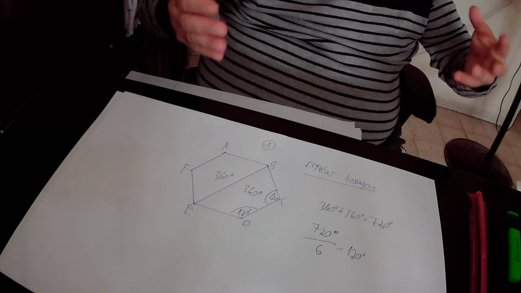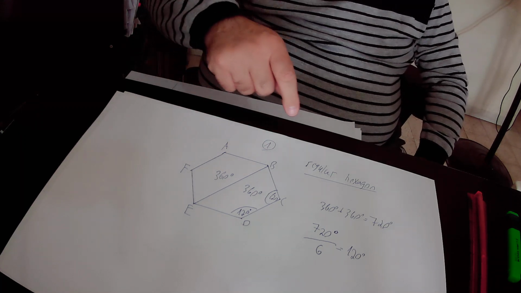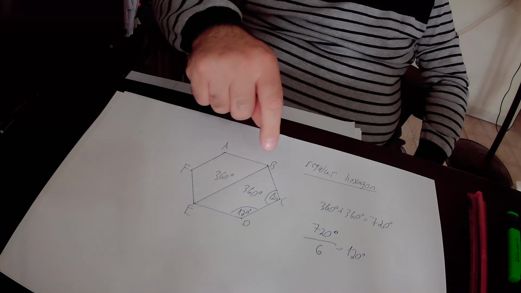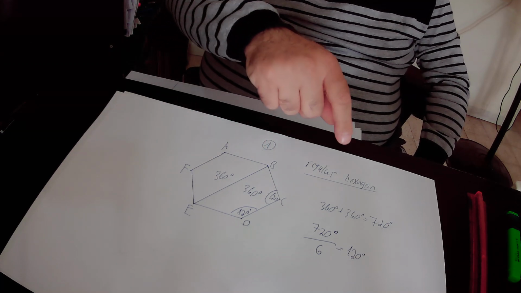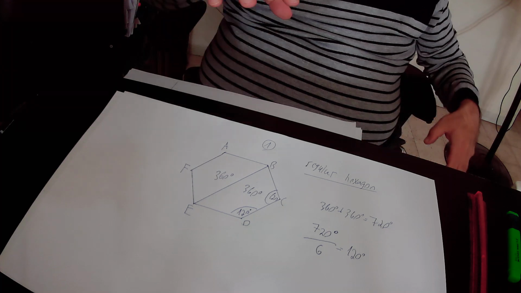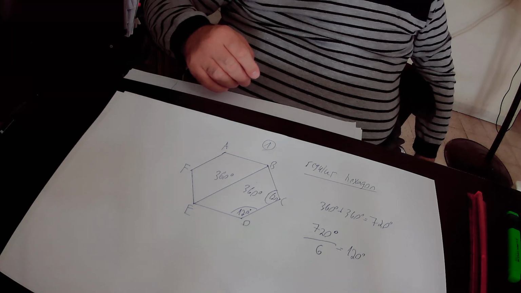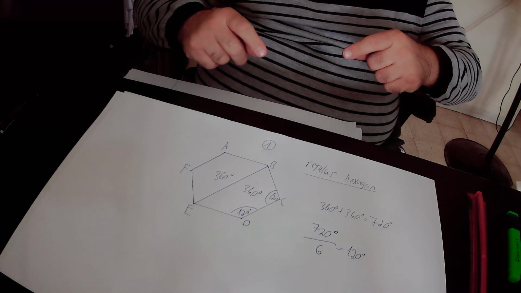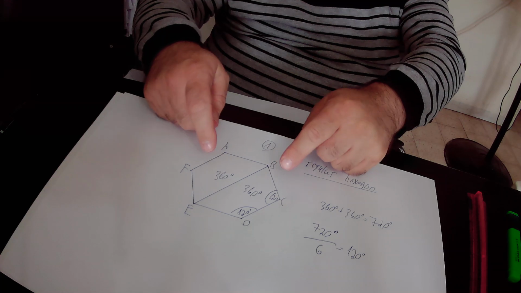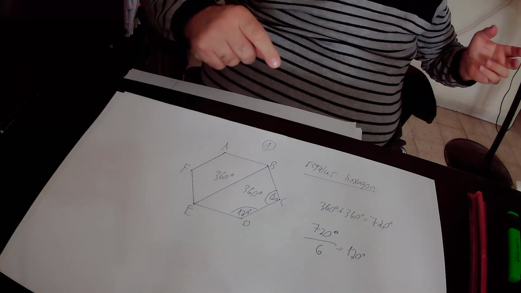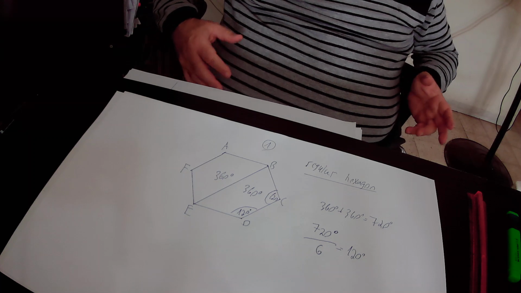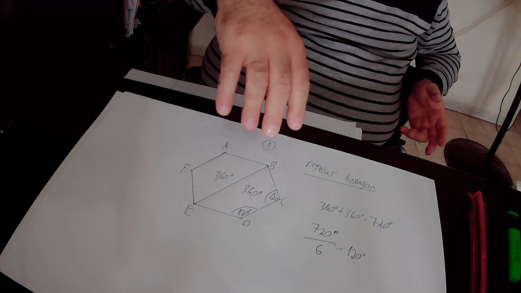That is to say, we found out that the sum of the angles in any regular hexagon is equal to 720 degrees. Why? Because this regular hexagon A, B, C, D, E, F could be any regular hexagon, and therefore the sum of the angles in any regular hexagon is equal to 720 degrees. And we also know that any regular hexagon has six equal interior angles. Those six interior angles are equal to each other in their sizes.